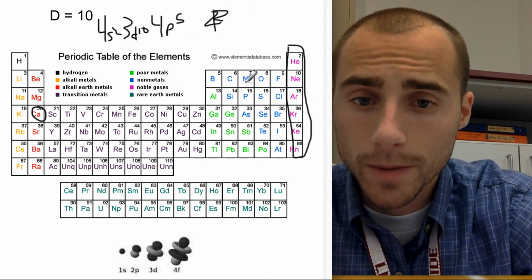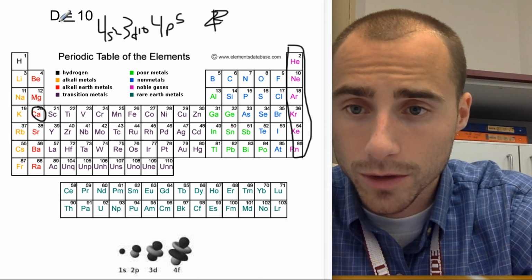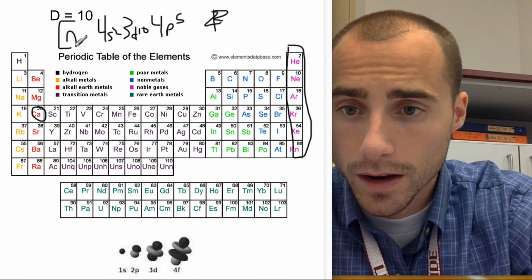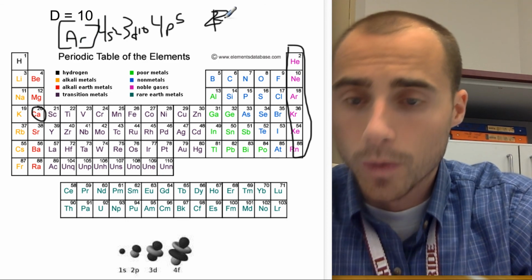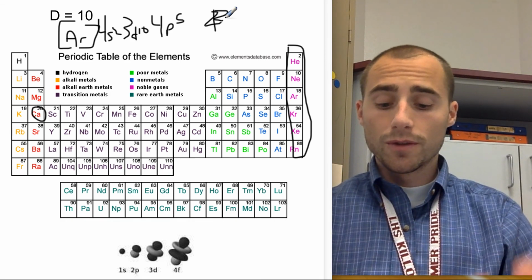Okay, 4s2, and then boom, you're back at a noble gas. So then you would just go parentheses, argon. And the noble gas just gives you a starting point, so you don't have to work all the way back to 1s2. Okay, with this video, you're done with this video.